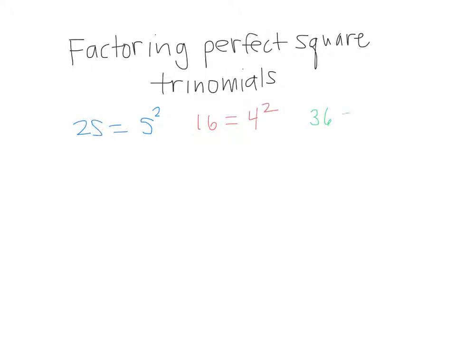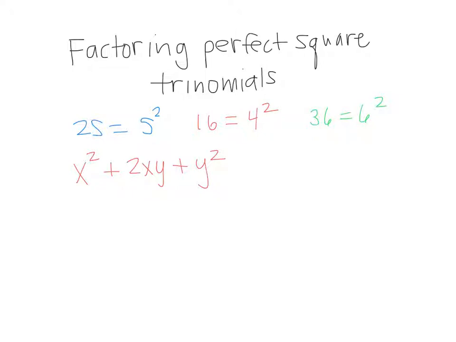36 is a perfect square because it is 6 squared. All right, etc. Okay, so perfect square trinomials take the form of something like x squared, where x can be any quantity. We're just using x as that stand-in, plus 2 times x times y plus y squared.